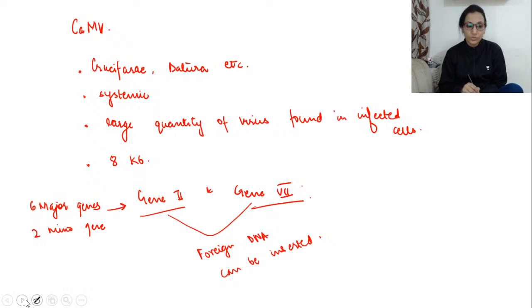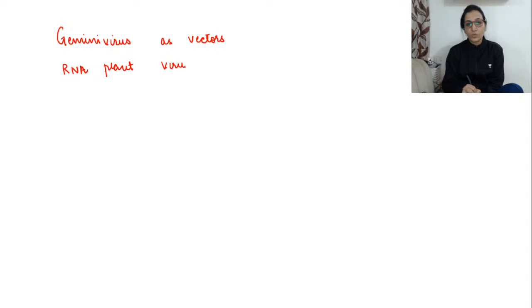Another virus which is used for gene transfer in plants is Gemini virus. Gemini virus as vectors. Then RNA plant viruses. So there are various ways of indirect gene transfer, but there are certain limitations which are associated with viral vectors as gene transfer.